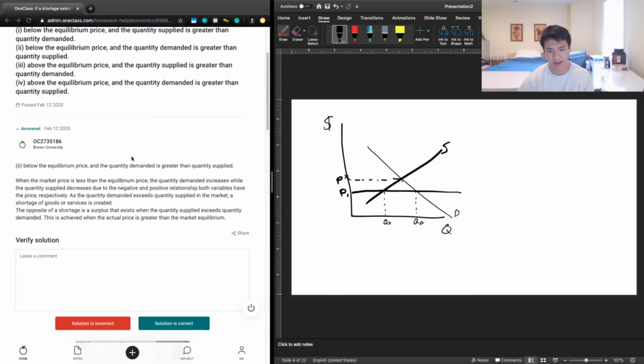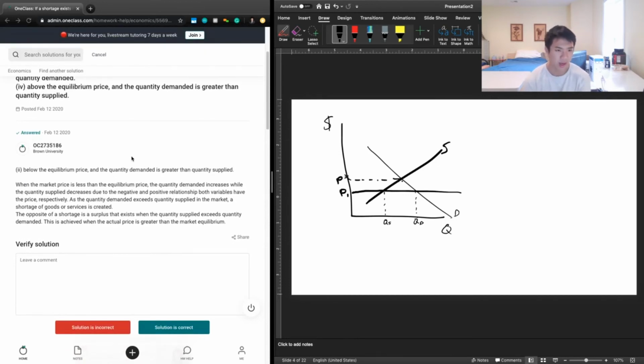So let's take a look at the answer choices, and it says, number 2, below the equilibrium price and the quantity demanded is greater than quantity supplied. When the market price is less than the equilibrium price, the quantity demanded increases while the quantity supplied decreases due to the negative and positive relationship both variables have with price, respectively. As the quantity demanded exceeds quantity supplied in the market, a shortage of goods or services is created.